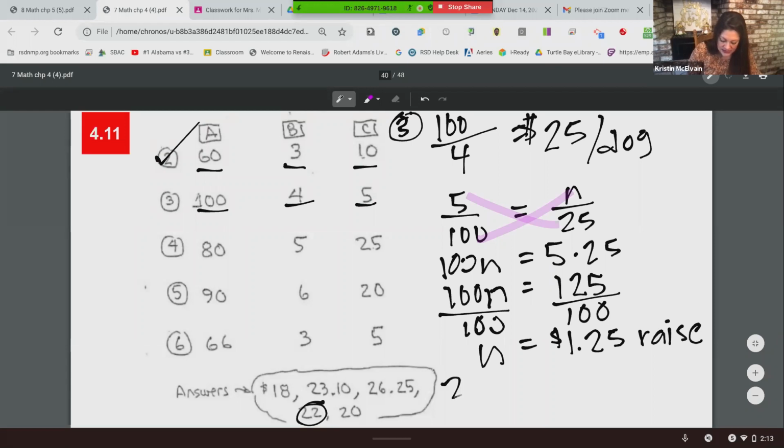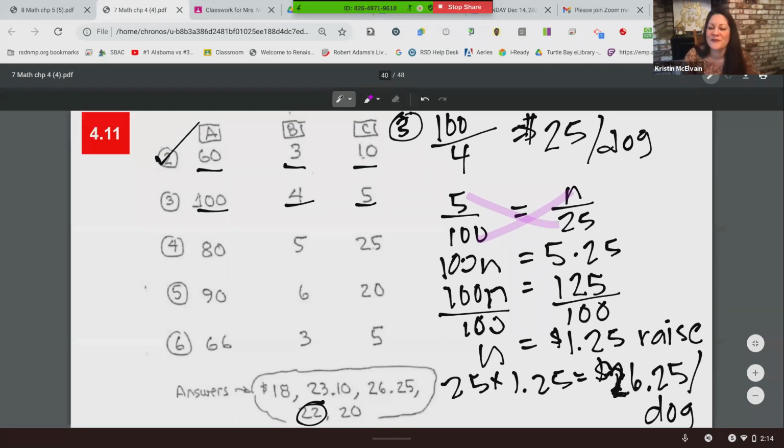Add that 25 plus $1.25. So Martin now makes $26.25 per dog. This 2 is like crazy chicken scratches. There we go. Oh my, come on, chicken. That's a 2, kind of. All right, $26.25 per dog. And there it is. Got number 3. Okay.